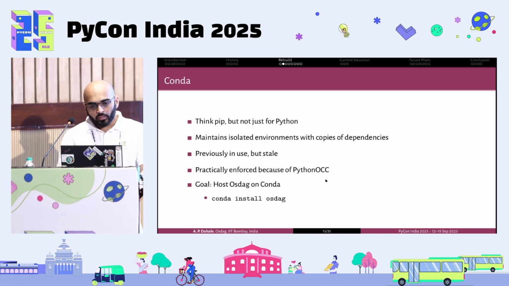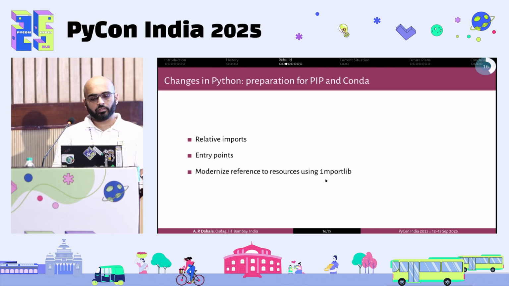So yeah, there were three major issues in this step. One was relative imports. Second is entry points, and third was accessing the images and databases that I mentioned earlier, through any folder. So I'll start with the first one.